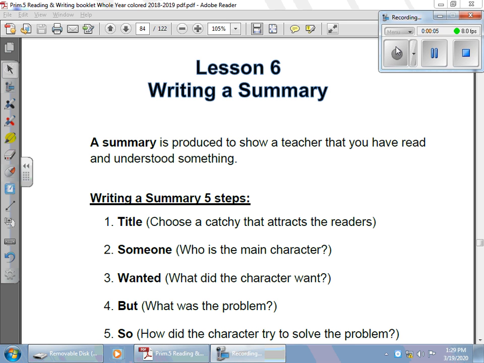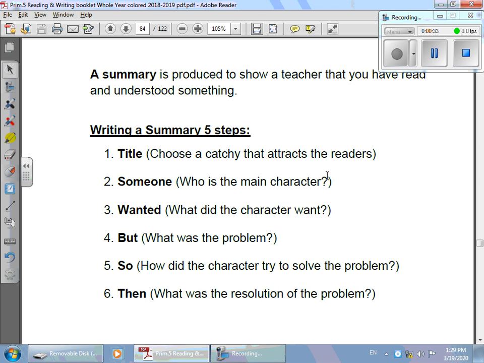Hope you're all fine. Today, we are going to learn how to write a summary. A summary is when you read a story and you want to retell this story but in a short form. So, of course, as we know, each writing style has its own steps and techniques. Today we are going to learn how to write a summary in steps.